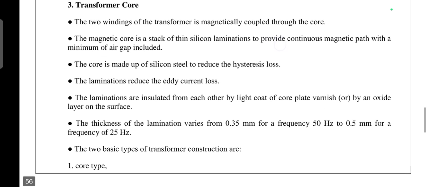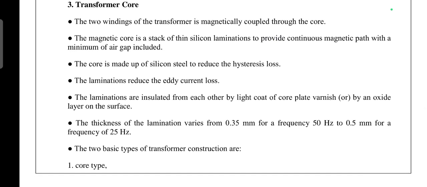The laminations are insulated one over another, slot by slot, by an oxide layer, layer by layer, or by a light coat of core plate. The thickness of the lamination varies from 0.35 mm for a frequency of 15 Hz to 0.5 mm for a frequency of 25 Hz. If the frequency is 25 Hz, the thickness of the lamination is high, and if the frequency is 50 Hz, the thickness of the lamination is low.